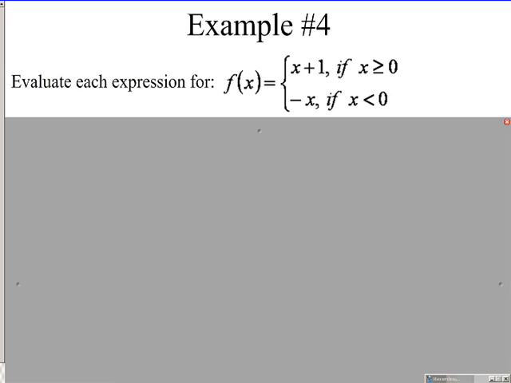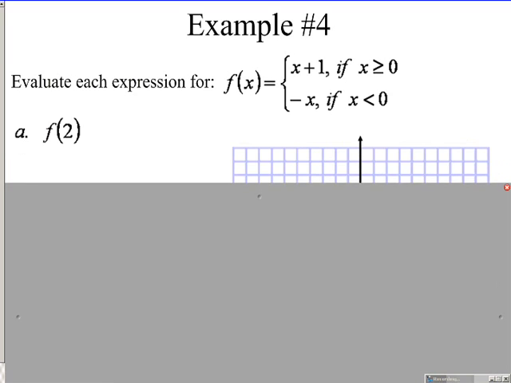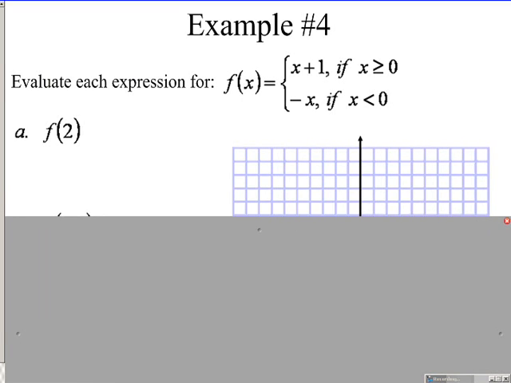Last one. Evaluate each expression for f of x equals x plus 1 when x is greater than or equal to 0, and it equals negative x when x is less than 0. So let's evaluate each of these first, then we will look at the graph of this function.